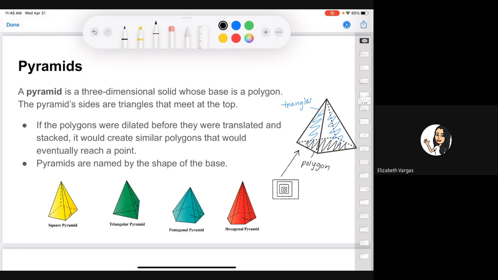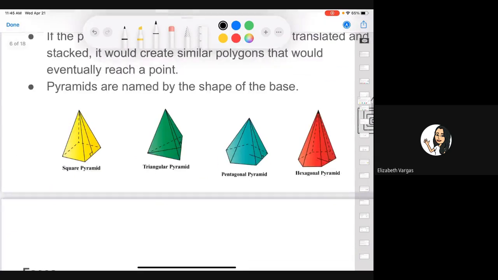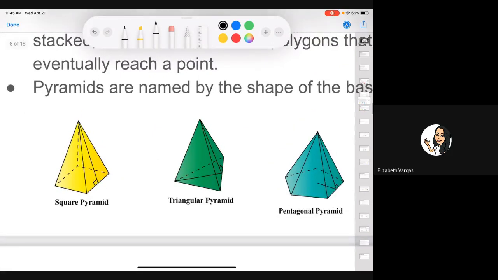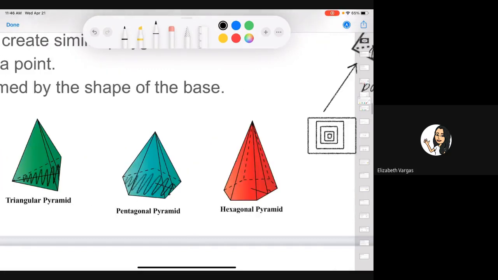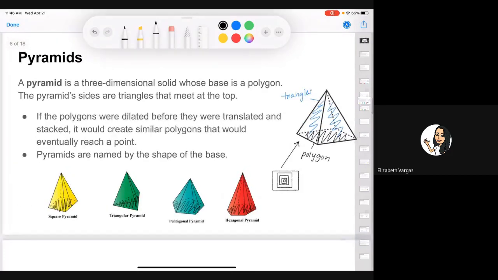Once again, pyramids are named by the shape of their base. So here our base is a square. This would be our base. And so this would be a square pyramid. Here our base is a triangle. So this would be a triangular pyramid. Here our base is a pentagon. So this would be a pentagonal pyramid. And here our base is a hexagon. So this would be a hexagonal pyramid. So very similar to prisms, the name comes from whatever the base is. Okay, any questions about pyramids?